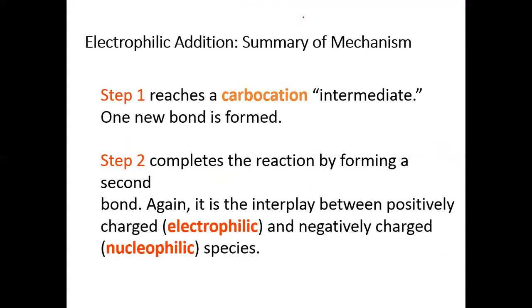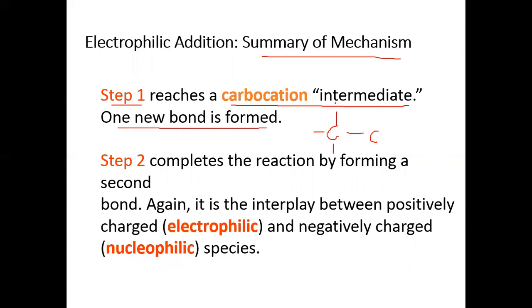Okay. Electrophilic addition, summary of mechanism. The first step, the first step just now, reaches a carbocation intermediate. One new bond is formed. So the one just now, C, E, H, this one has the E from just now. The electrophile has entered, this one has H, and this one has positive. So this means a new bond is formed. One bond opened, from the double bond just now. So a new bond is formed and a carbocation here.